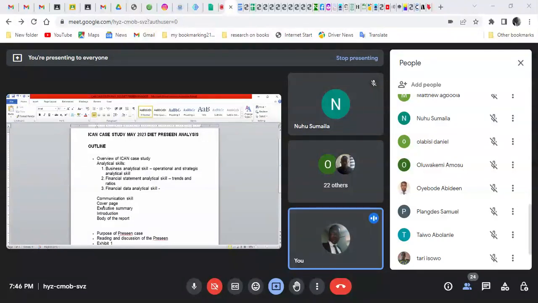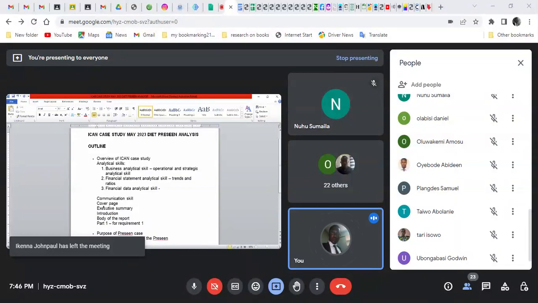So under the body of the report, you should have part one, for requirement one. We should have subparts, like subsections. This is like section one. This should have subsections, including conclusions and recommendations. Okay. Then part two, for requirement two.